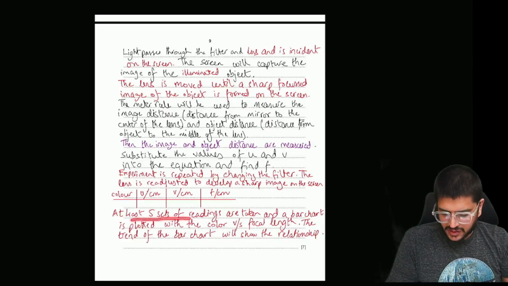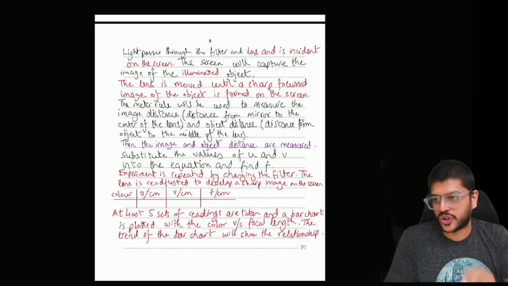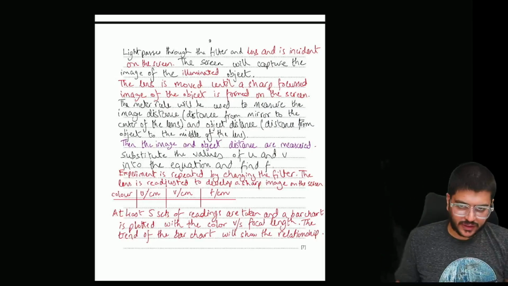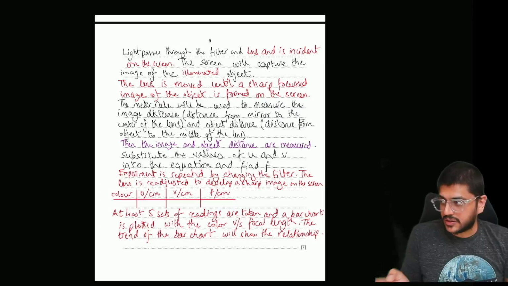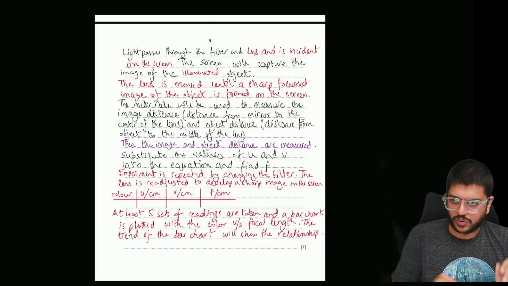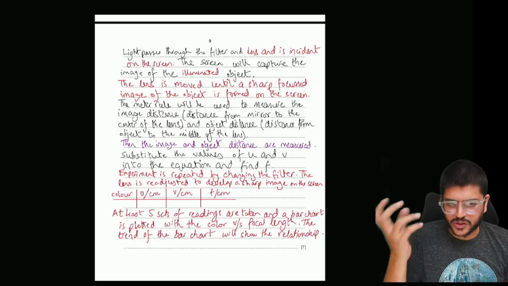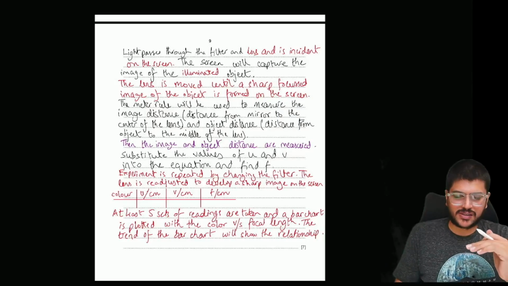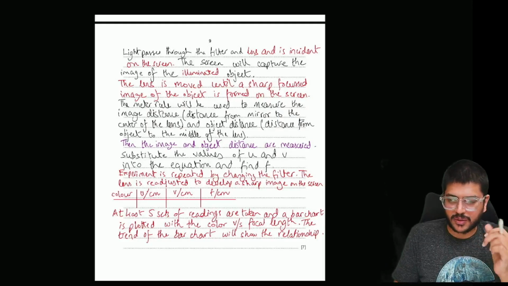At least 5 sets of readings are taken and a bar chart is plotted. Now remember, if you have something which you can't quantify, like color, you can't give a value to it, because the question did not tell you. If you were in A levels, you would have known what we could have done here. But because you're in O levels, they will not expect you to. So what do you do when you have one axis which you cannot quantify? You always make a bar chart.